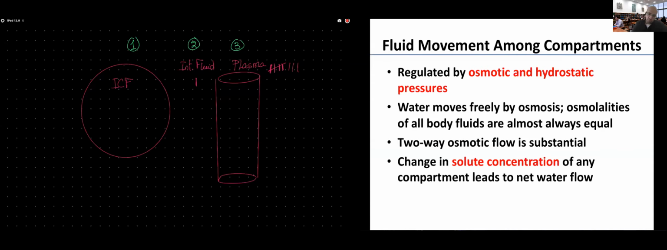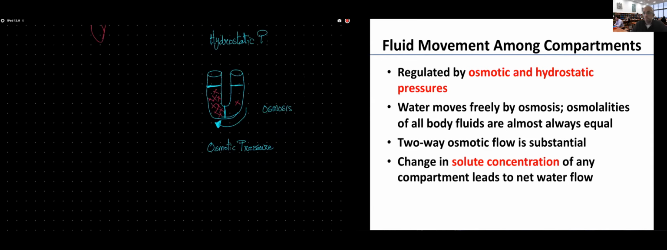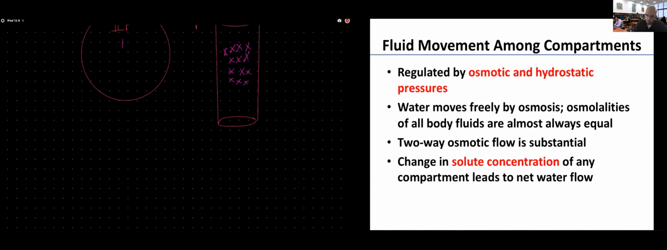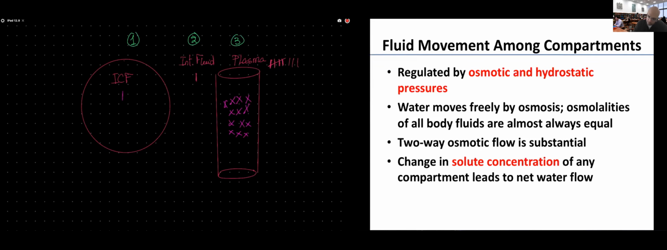All right, so let me tell you what's going to happen if the plasma had higher solute concentration. If I have higher solute in the plasma, what's going to happen? You've got one vote here for interstitial fluid. According to what we just mentioned, water moves by osmosis from the side with low solute to the side with high solute. So water is going to be moving from the interstitial fluid to my blood.